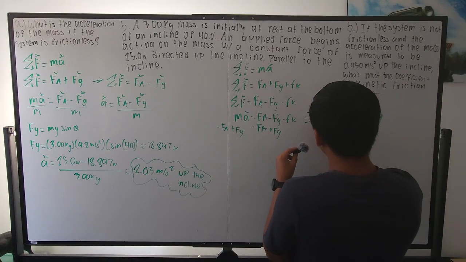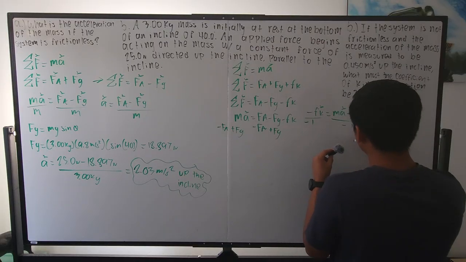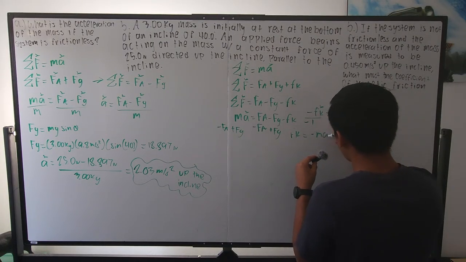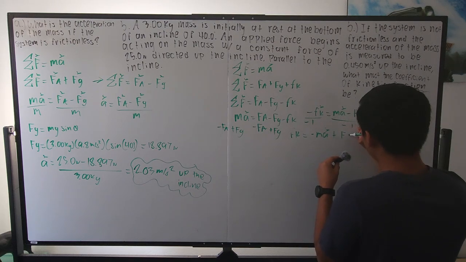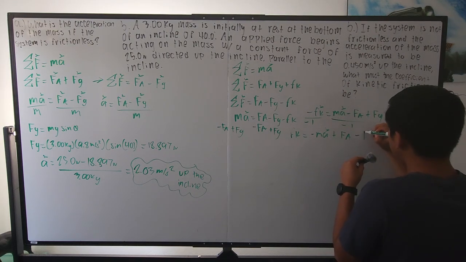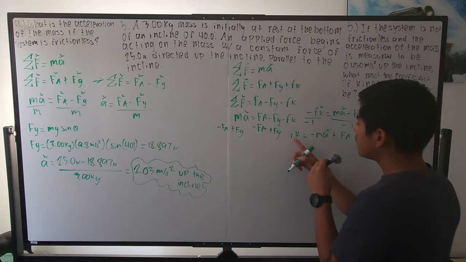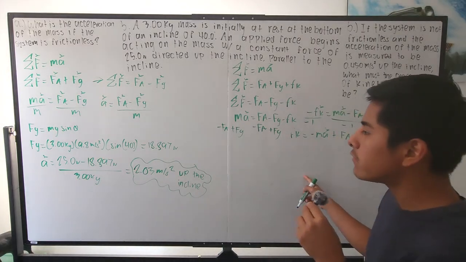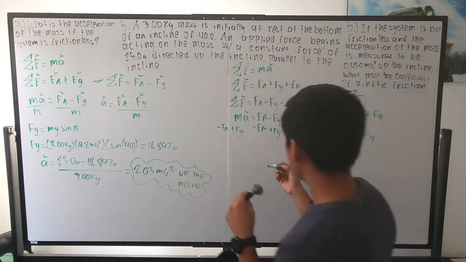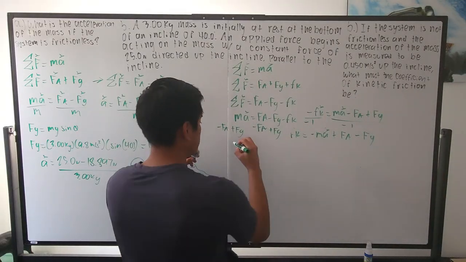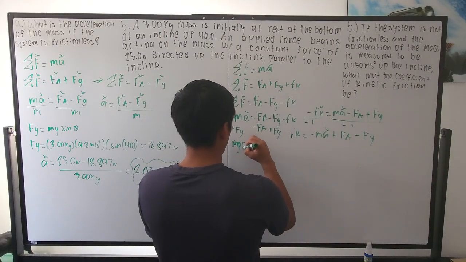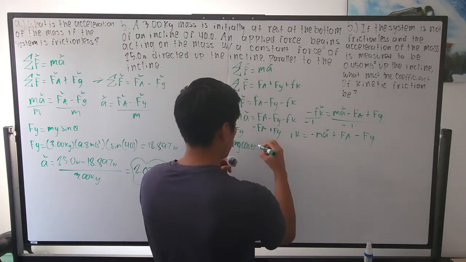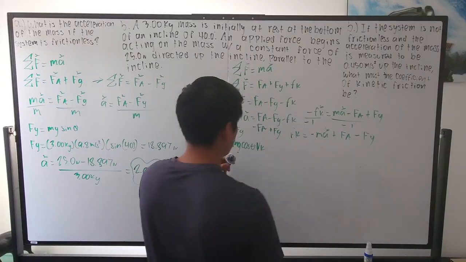Now I'm gonna get rid of this negative, so I'll divide by negative 1. Now I have FK is equal to negative MA plus FA, distributing that negative, minus FG. Now I'm going to go ahead and expand this FK. FK is going to be equal to the normal force multiplied by mu K, which in this case, our normal force is going to be equal to mg cosine of theta. And then, of course, multiplied by mu K.